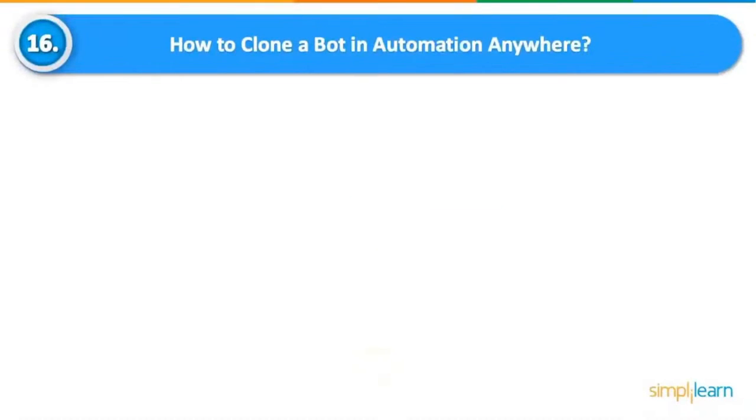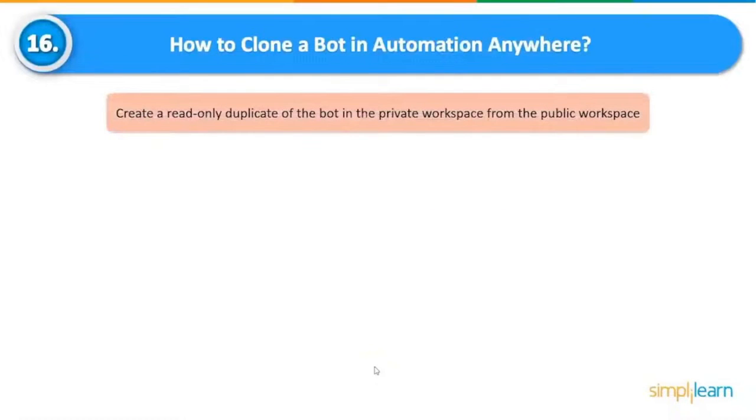How to clone a bot in Automation Anywhere? Create a read-only duplicate of the bot in the private workspace from the public workspace so you can have a local copy without checking it out.